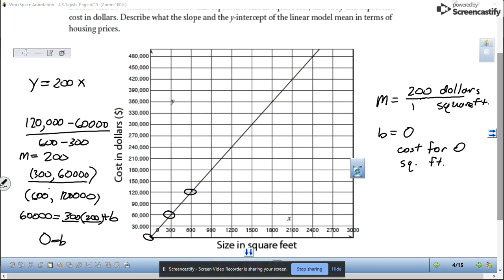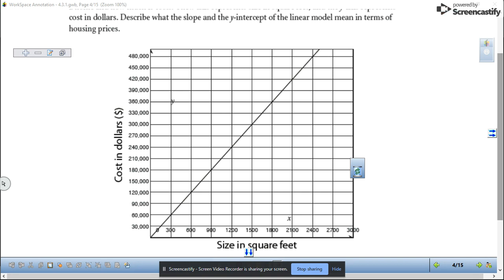All right, no cost for no square feet. All right, and that's it. That's all you're asked to do on that problem. So we're gonna clear the ink there, move on.